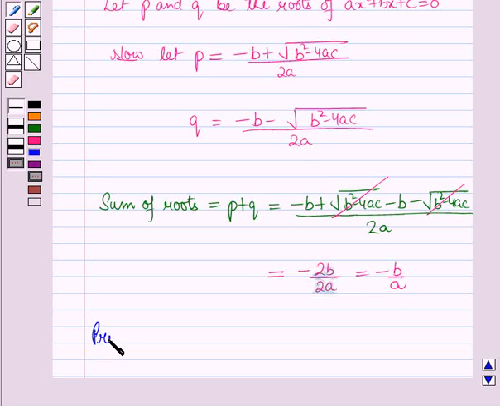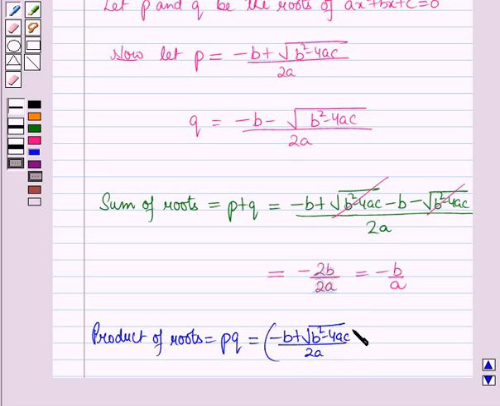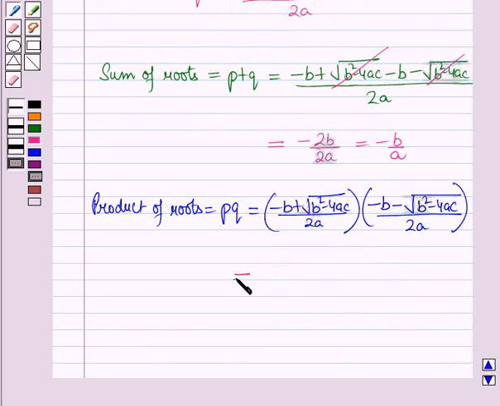And now, product of the roots, that is P into Q, is equal to minus b plus square root of b square minus 4ac whole upon 2a, the whole into minus b minus square root of b square minus 4ac whole upon 2a, the whole, which is further equal to, now here in the numerator it can be written as minus b whole square, which is b square, minus square root of b square minus 4ac whole square, which is equal to b square minus (b square minus 4ac), the whole upon 4a square. On solving this will be equal to 4ac over 4a square, which is equal to c over a.